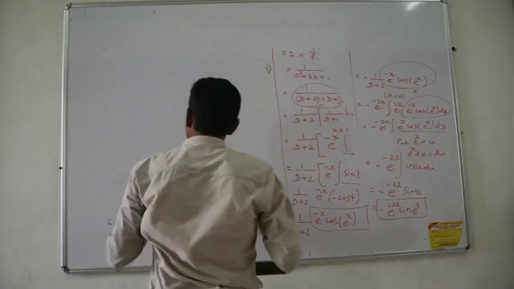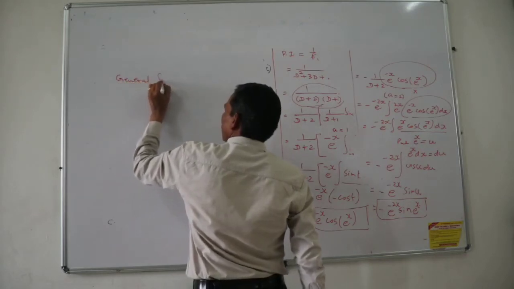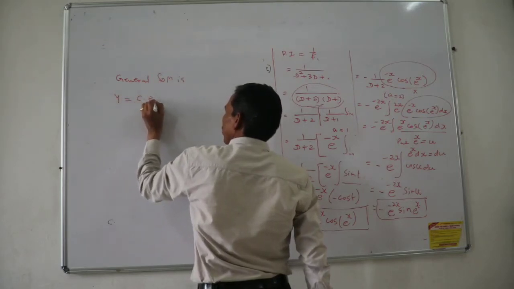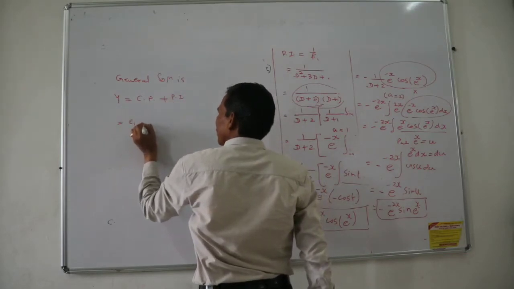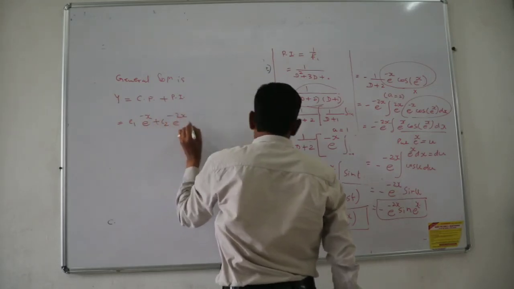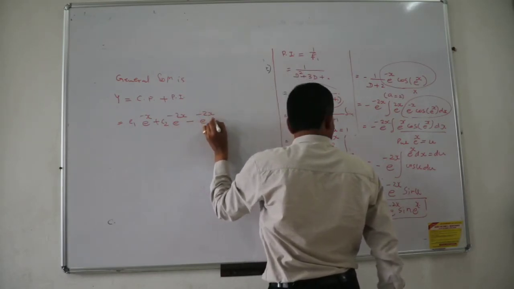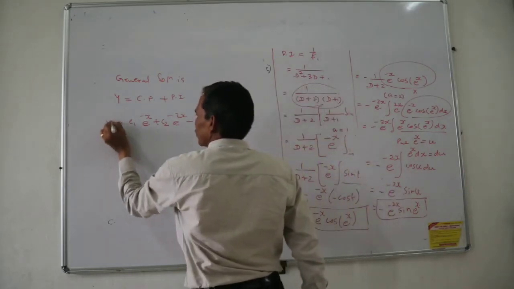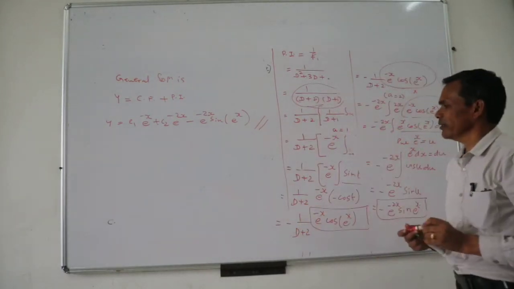General solution is y is equal to, we add together complementary function and particular integral. So complementary function is c1 e raised to minus x plus c2 e raised to minus 2x, and particular integral is this thing, minus e raised to minus 2x sine of e raised to x. So this is your required solution of this differential equation.